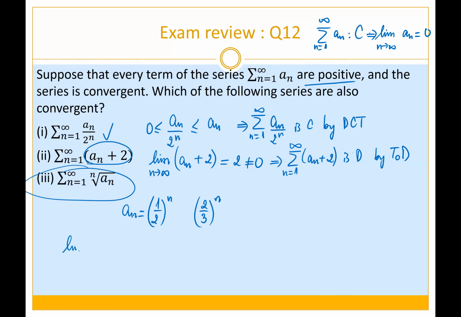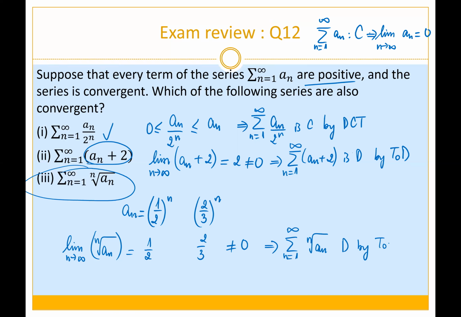And now you take the limit of n approaching infinity of this, it's going to give you either 1/2 or 2/3. And all of them are different from 0, so you say this is divergent by the test of divergence. Now, a lot of people, when they take this part, mistake it to be the root test, and they say it's smaller than 1 and say it's absolutely convergent.